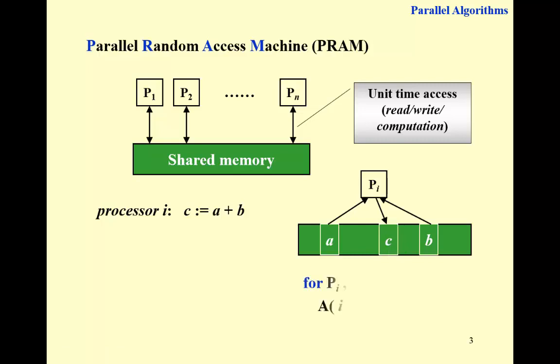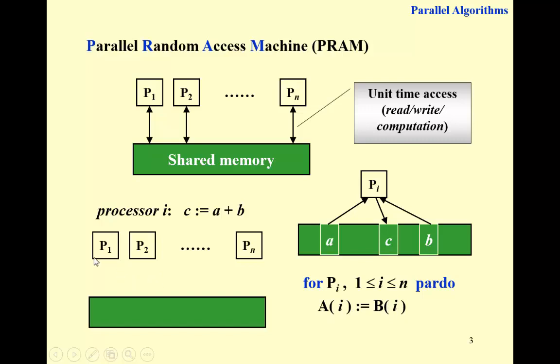And if we write this, say for each processor i, where i is between 1 and n, pardo, assign B(i) to A(i). That means we're going to let processor P1 assign B(1) into A(1), processor P2 assign B(2) into A(2), and so on. All these operations are performed concurrently at the same time. So this pardo is the keyword. It means get it done in parallel.